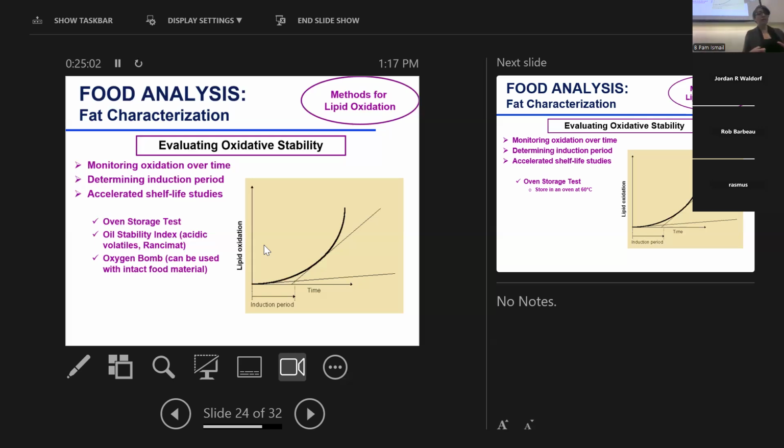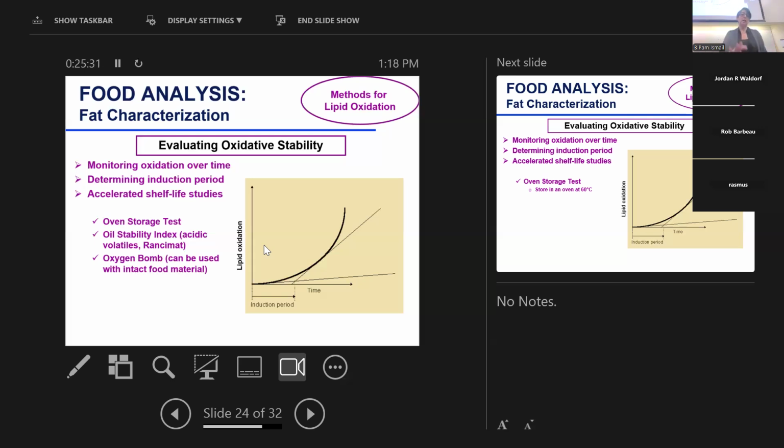So often we do accelerated shelf life tests, because we don't want to wait weeks and months to determine the stability. So we determine induction period using accelerated shelf life. I did update your slides because I added 3 slides. I did update those slides on Canvas today.